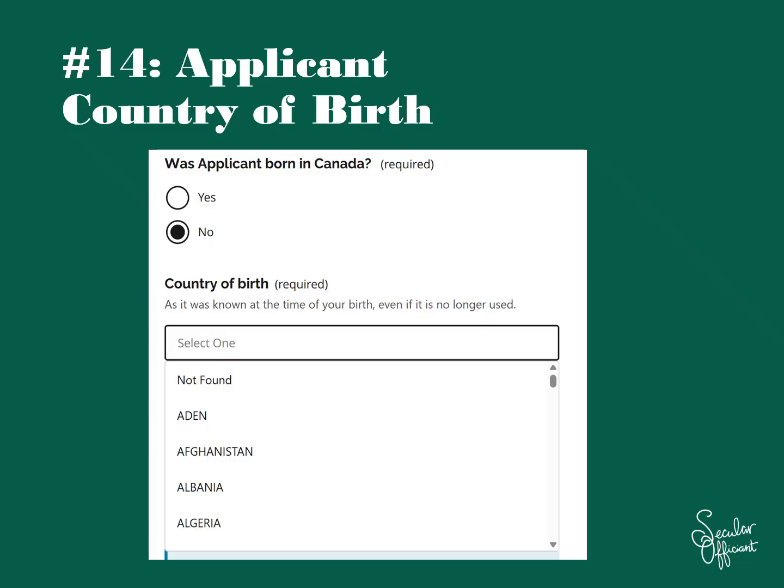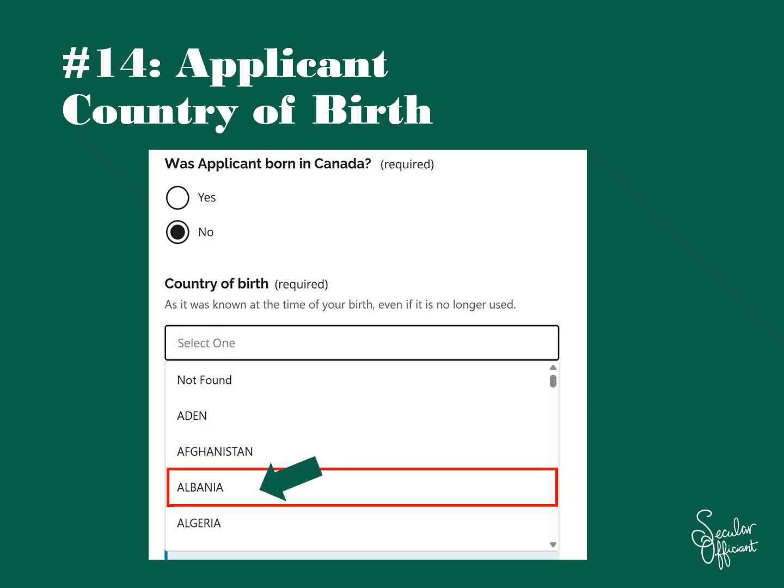If No was selected, the application will then ask you to select the country you were born in. You can start typing in the country and then select it from the provided list. The website asks that you indicate the country name at the time, even if it has changed. If you're unable to find your country on the provided list, you can select Not Found. In this example, I selected Albania.